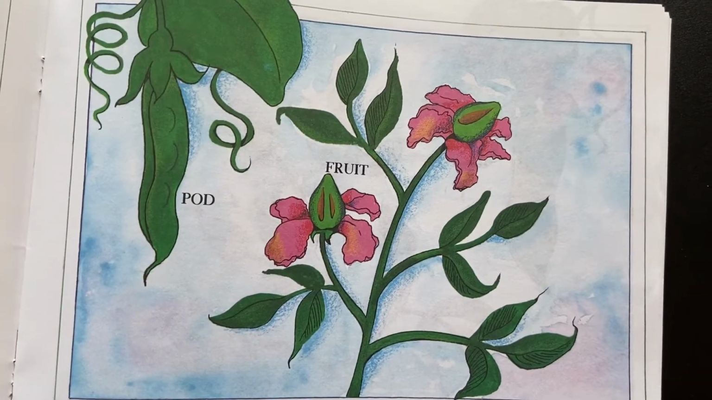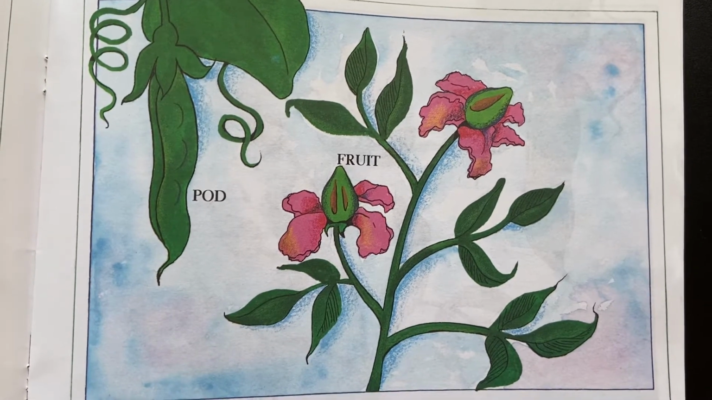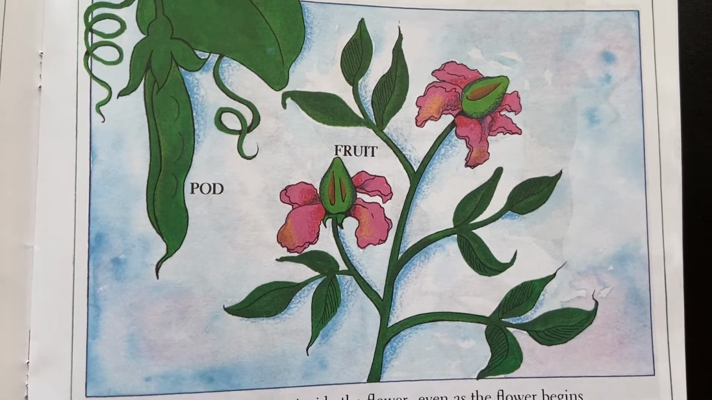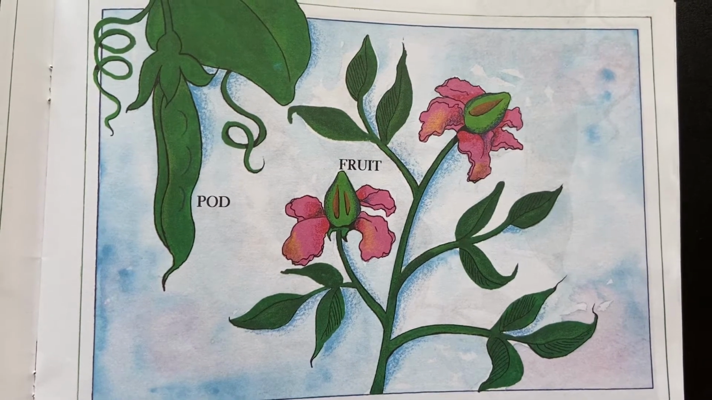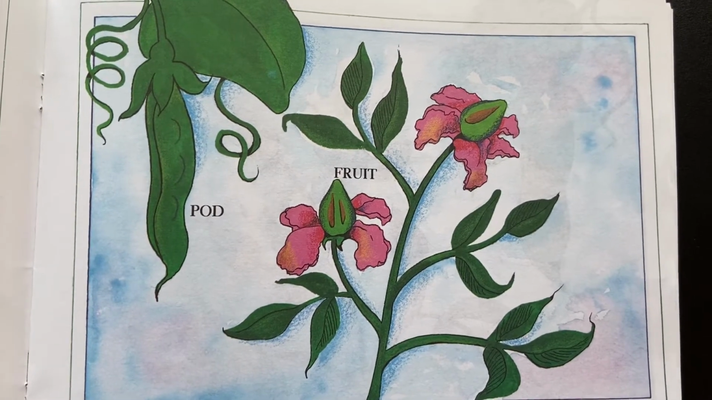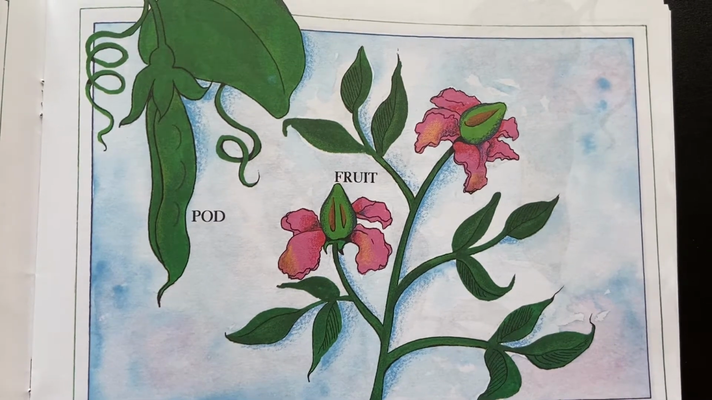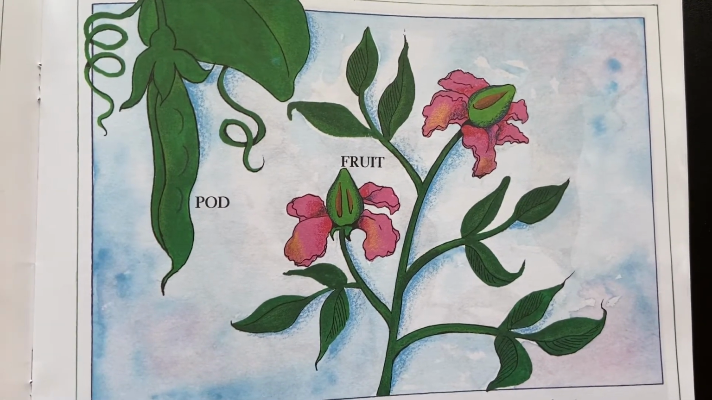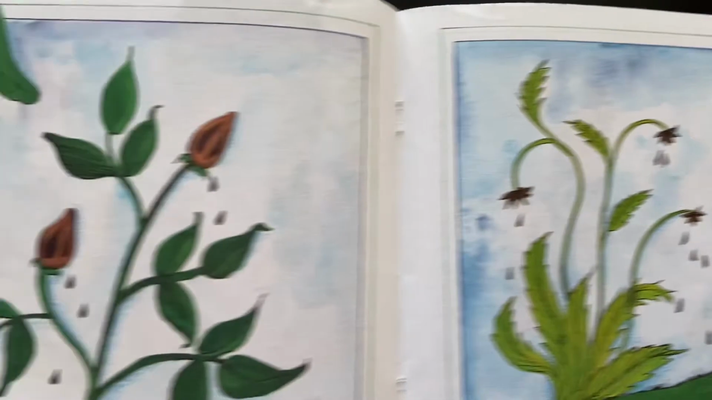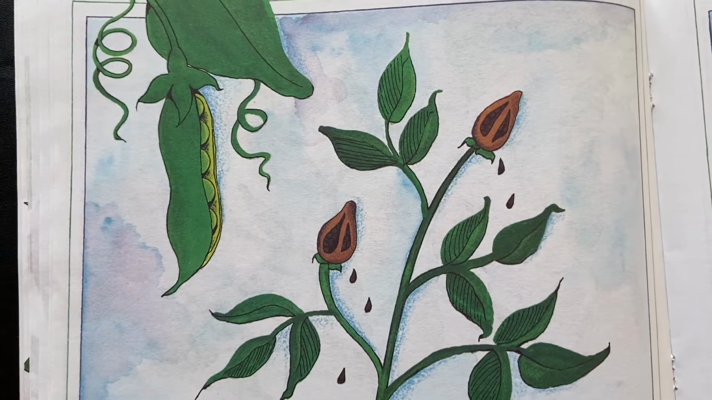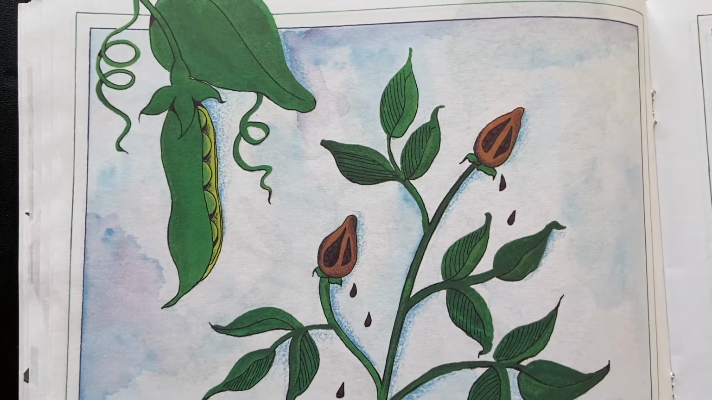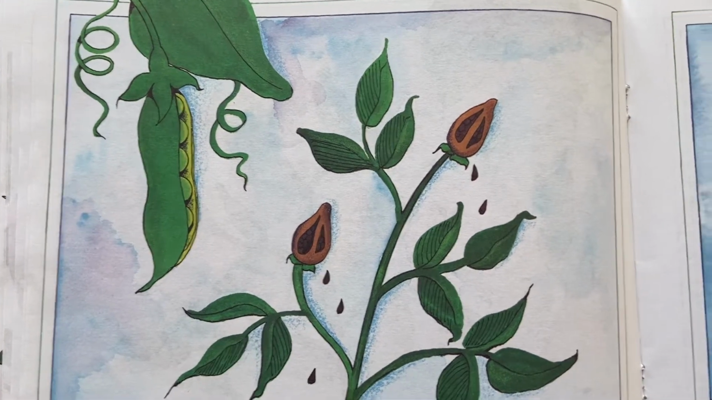The seed grows inside the flower, even as the flower begins to die. As the seeds become bigger, a fruit or pod grows around them. The fruit or pod protects the seed. When the fruit or pod ripens, it breaks open. The seeds are ready to become new plants.